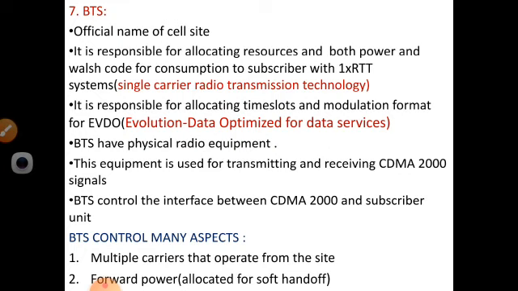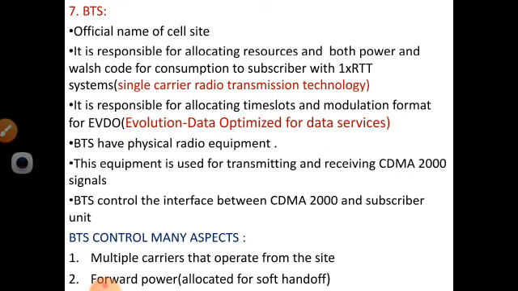So the last component will be the BTS. The BTS is the official name for the cell site. The main responsibility given to the BTS is allocating resources, as well as power and Walsh code, for consumption by the subscriber.